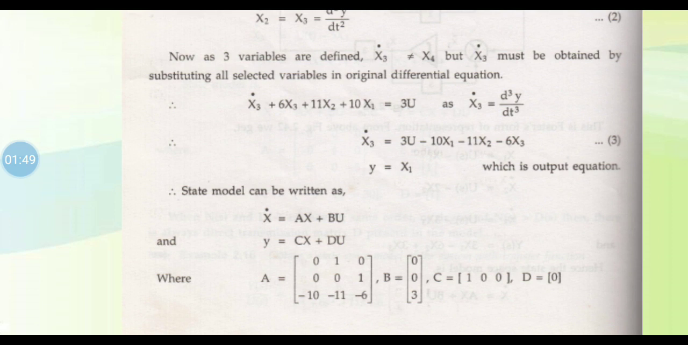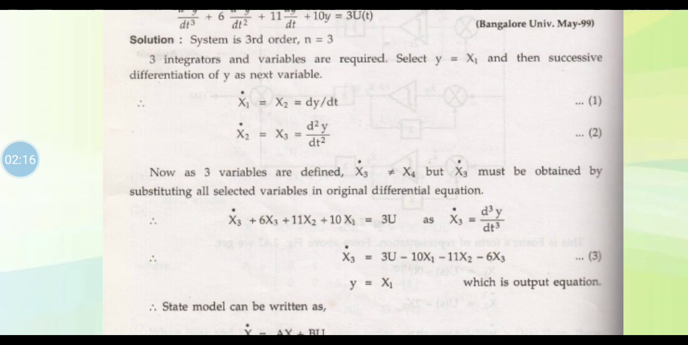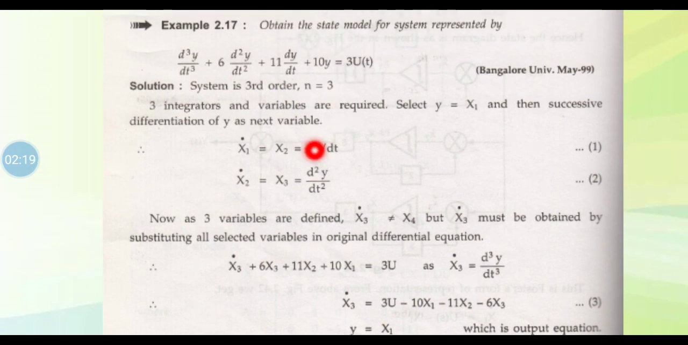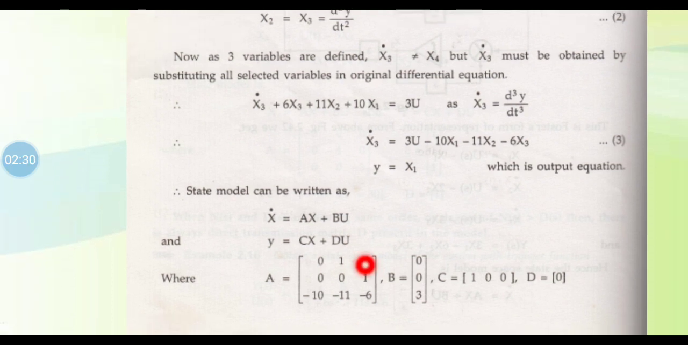So the state model can be written as x dot is equal to ax plus bu and y is equal to cx plus du, where a we can write as 0 1 0. You can see the first equation: what is x1 dot? x1 dot is x2, so in this equation only the x2 term will be 1. x2 dot is x3, so this term is 1. The third equation is minus 10, minus 11, minus 6.